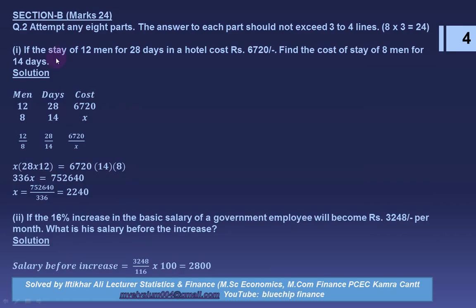Section B, first question. If the stay of 12 men for 28 days in a hotel costs rupees 6720, find the cost of stay of 8 men for 14 days.